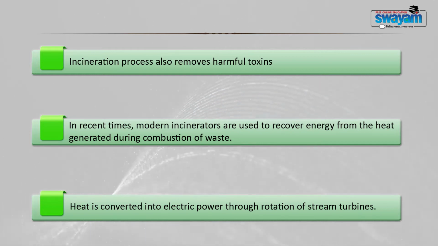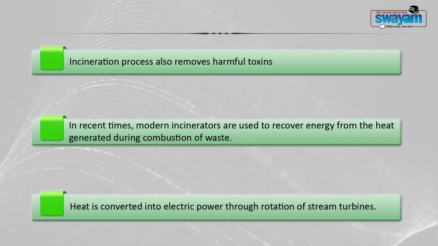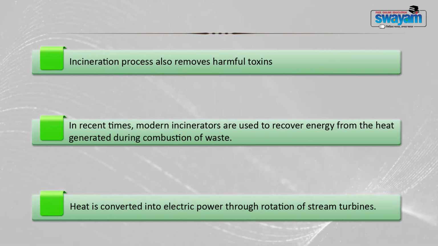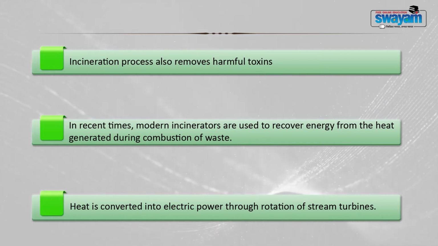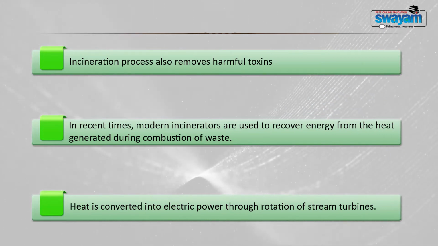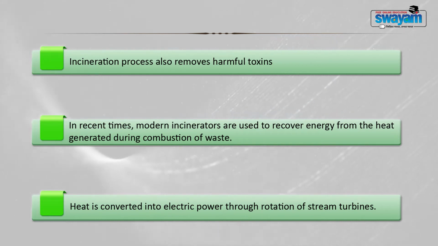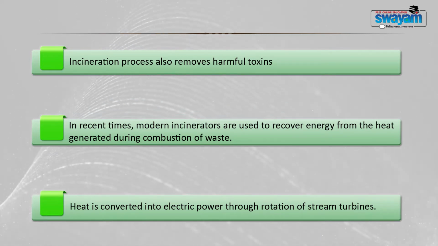It is almost similar to your electricity generation. In a normal electricity generation, in a thermal power plant or a nuclear power plant, the heat that is generated during the combustion of coal is used to heat the water, and the steam that is generated will rotate the turbine, and this turbine will end up generating electricity. The same thing is applied here also. In conventional incinerators, you do not have this energy recovery in terms of electricity, but modern incinerators have this additional feature of recovering heat in the form of electricity.